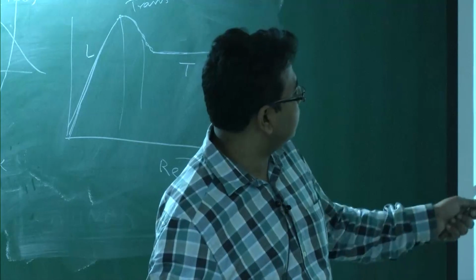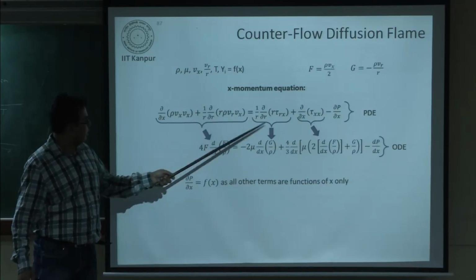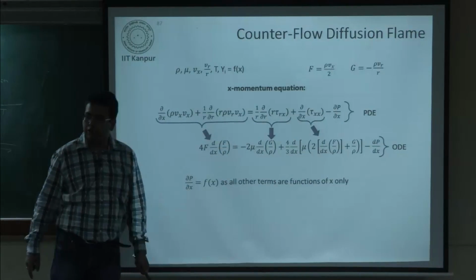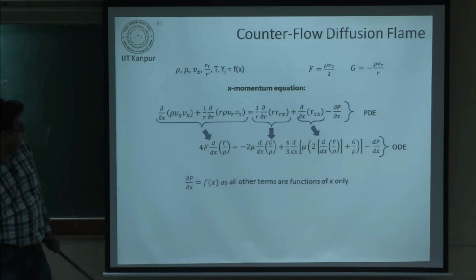So these are momentum equations. The x momentum equation finally takes this form. You initially start with the PDE and then you can reduce it to the ODE. The derivations are in the slide. If you are interested, please go through that. So it becomes an ODE.